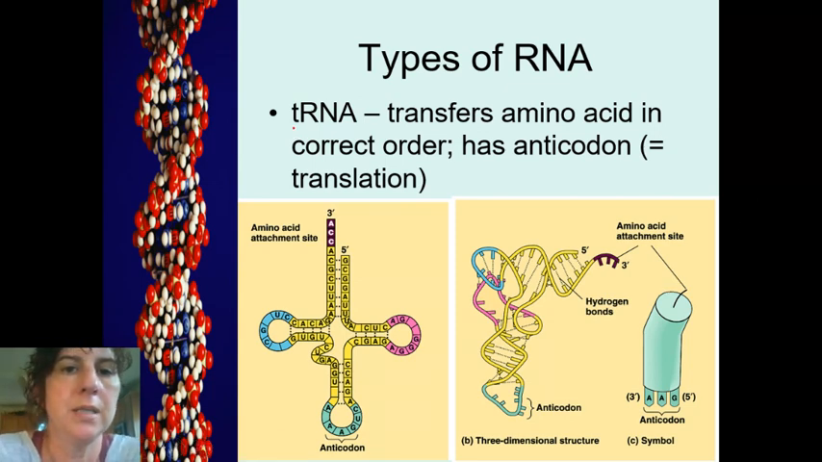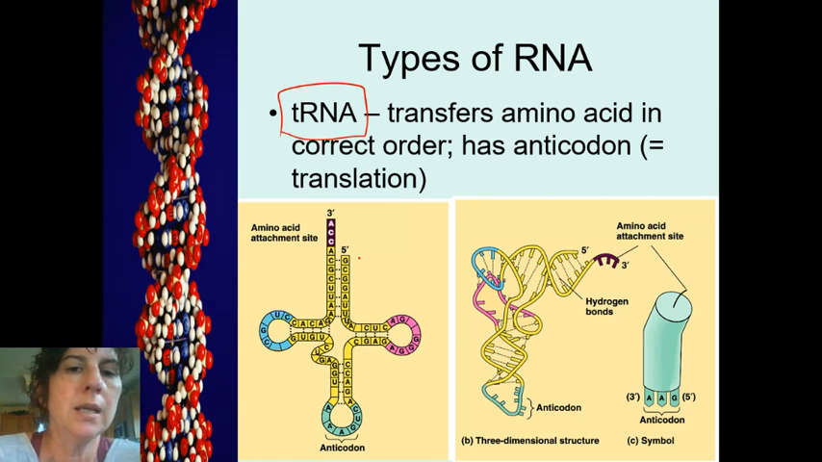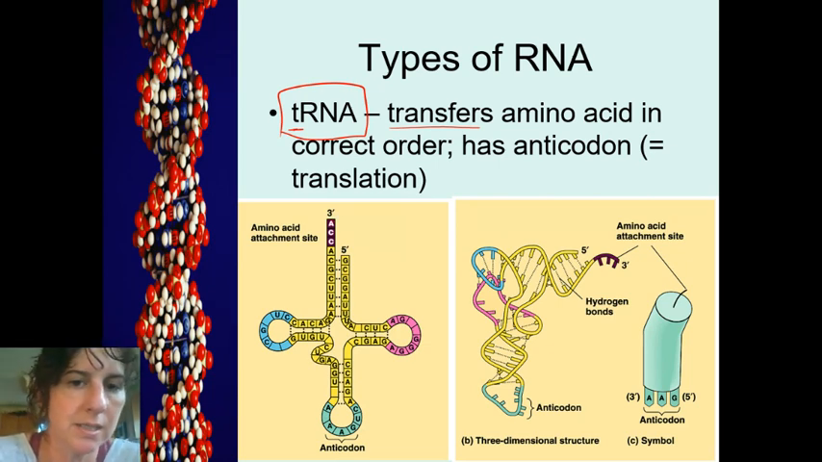Second player, tRNA. So messenger RNA gets made in the nucleus and then travels out to a ribosome in the cytoplasm. Once it hooks up with the ribosome and they come together and form a unit, then it's time to bring in the amino acids, and that's the job of the tRNA. So T stands for transfer. tRNAs look vaguely like a T. Some people also refer to it as a clover leaf.